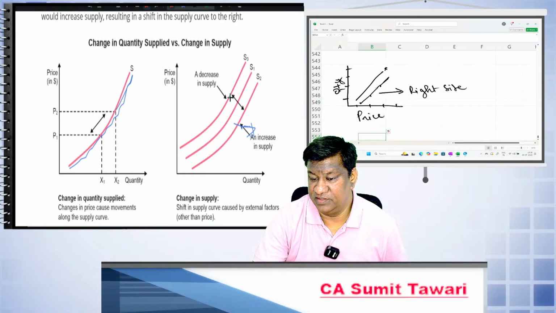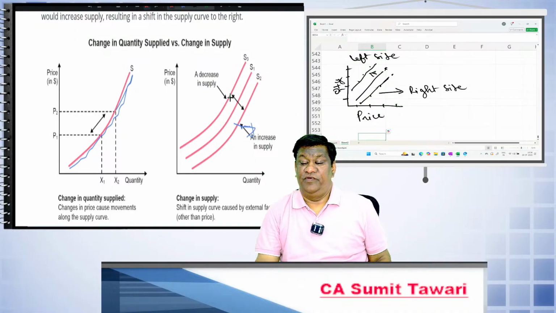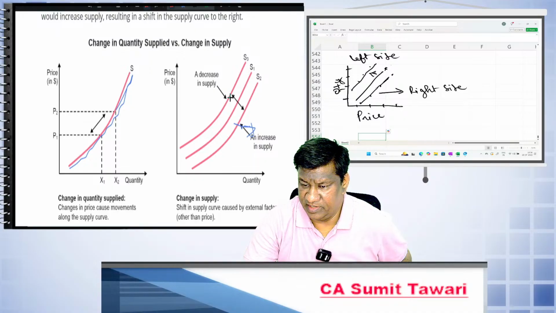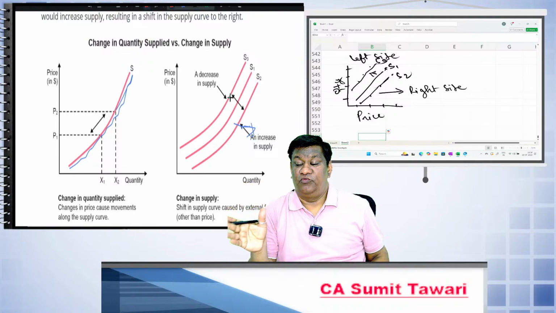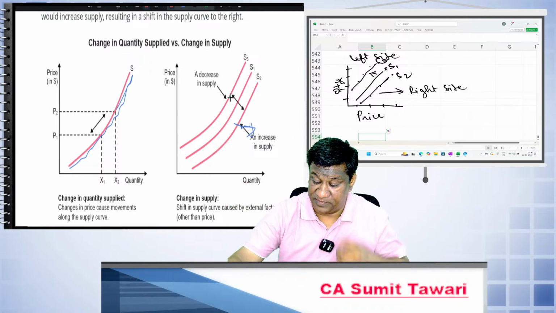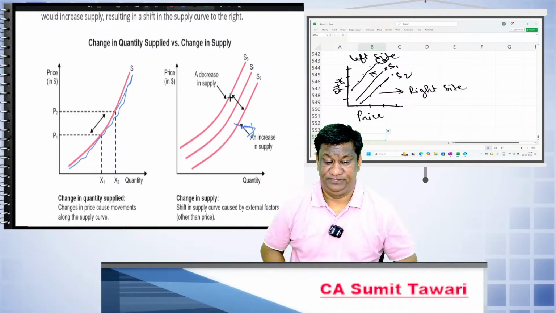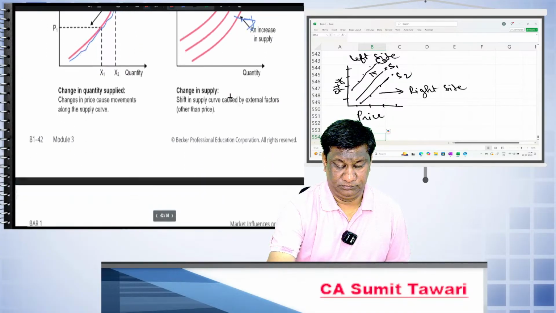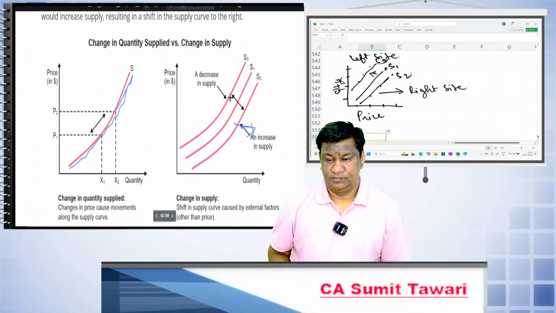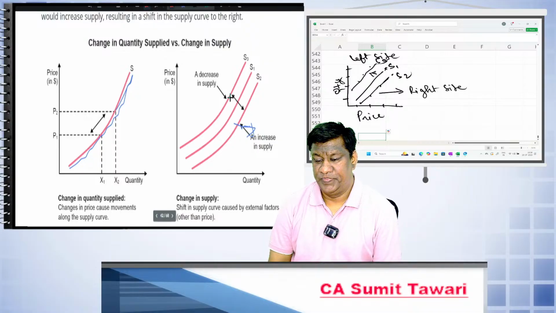Okay, this is the main one, and then this is the left side, right? S1, S2, S3. As compared to S1, what is the effect on S2 if you compare the S1 supply curve and the S2 supply curve? Any guess?